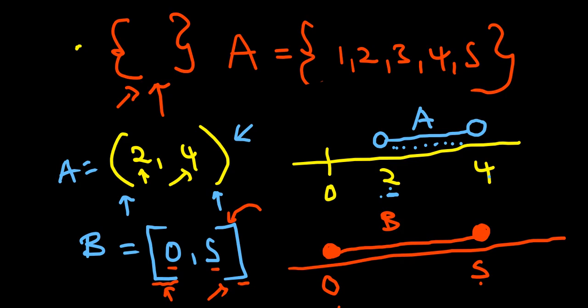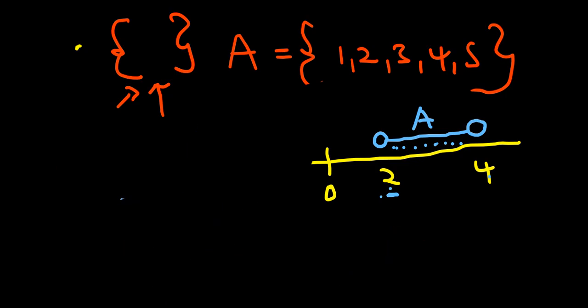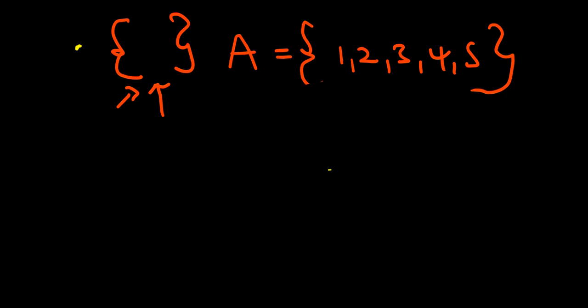So what if you have an interval that is mixed? Maybe on one side we have a square bracket and on the other one we have a curved bracket. So maybe we have 2 to 5.